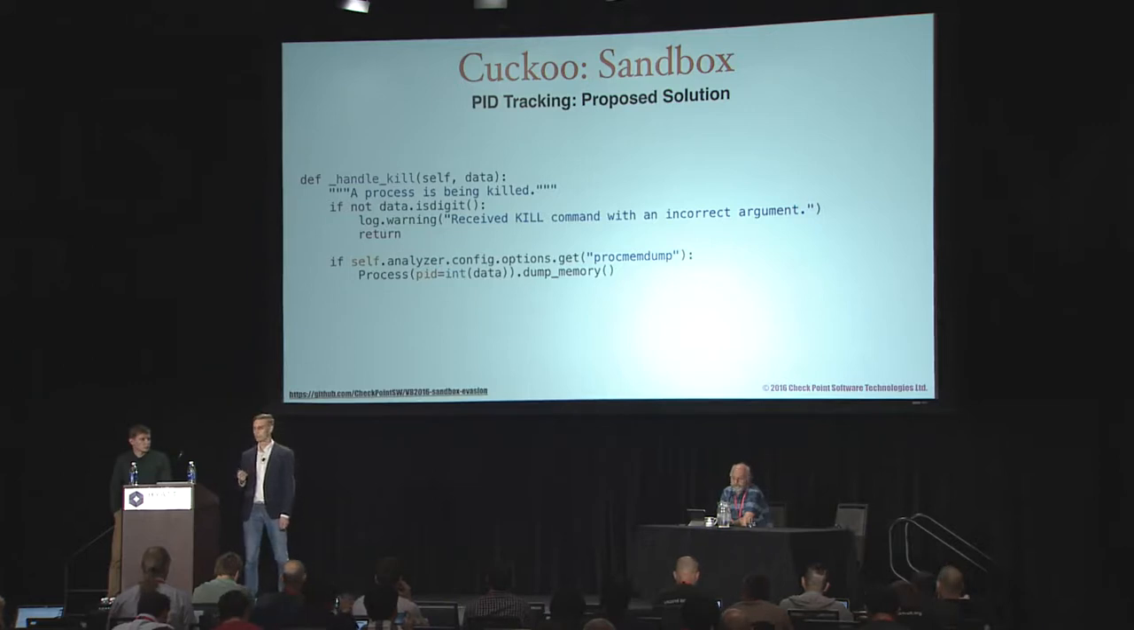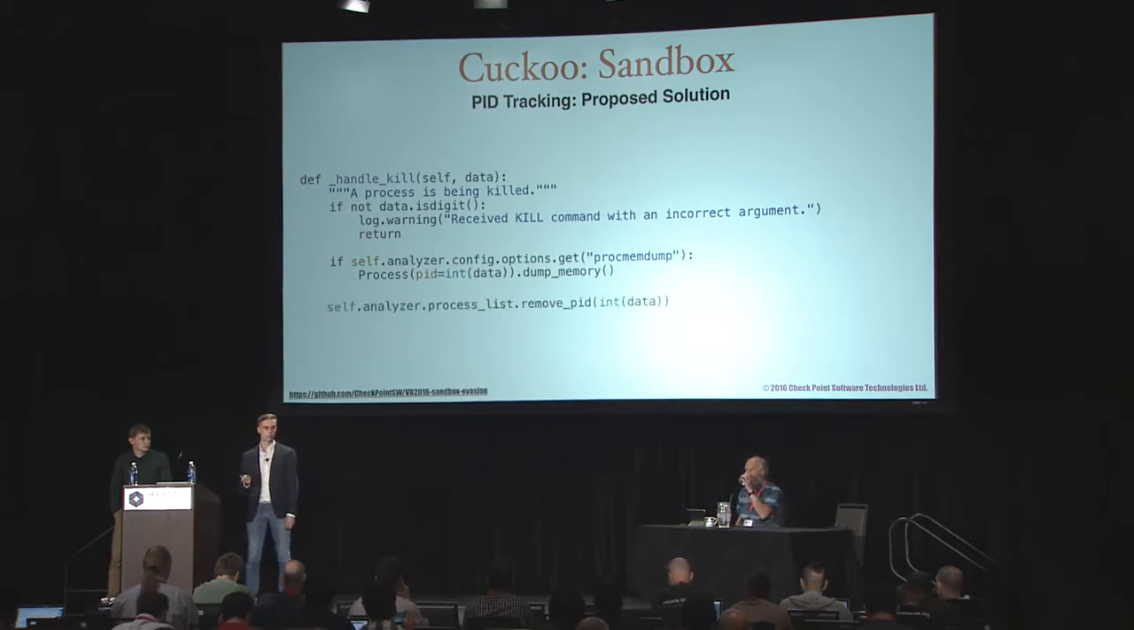The proposed solution is simple. When the monitor process calls exit process family functions, the kill command is sent via pipe. So we can handle it and add just one line that removes the PID from the process list.